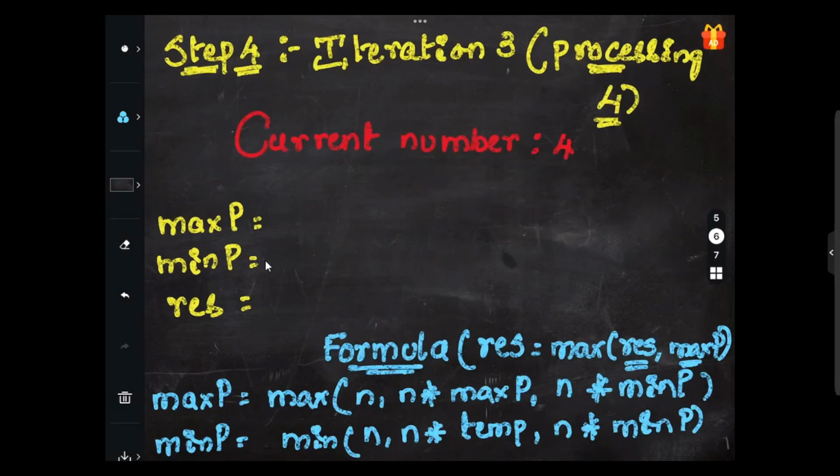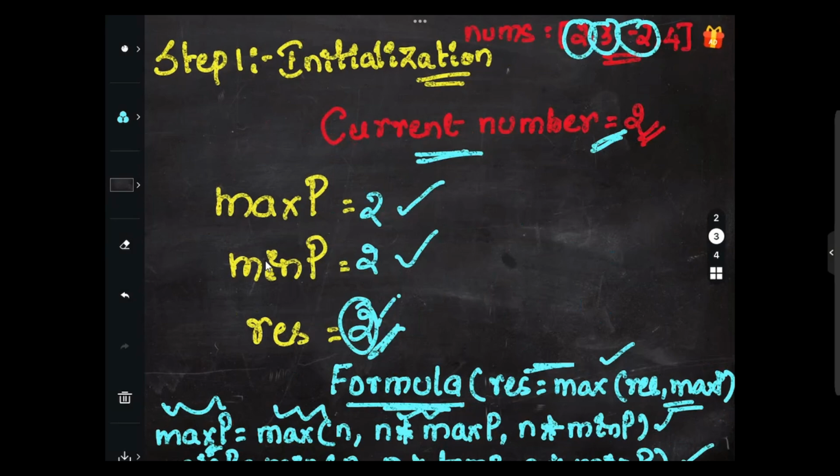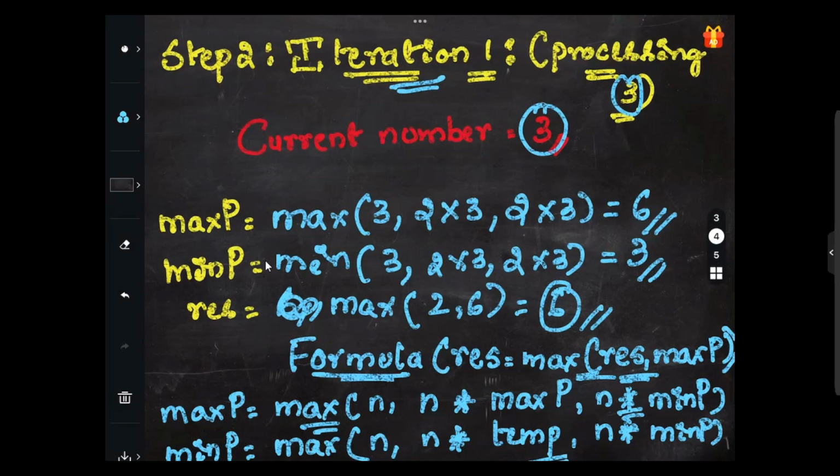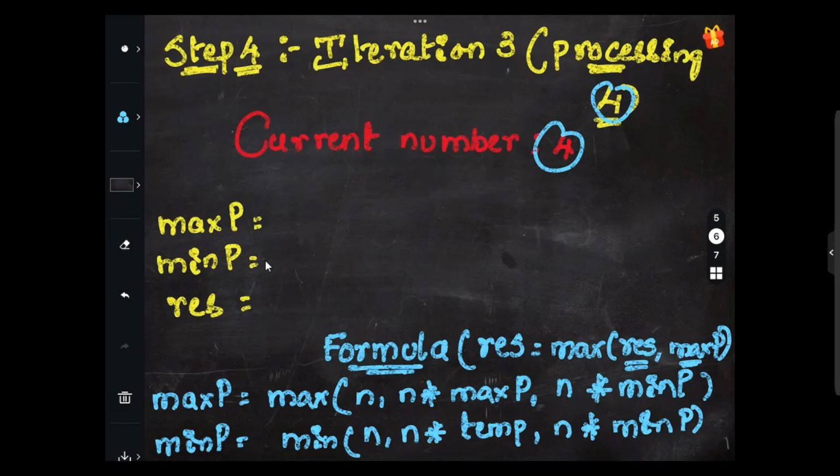Current number we are considering here is 4. In this case we are processing 4. So let me come here. -2 we have already considered in the previous step. So we will be going with the 4, the final number, right? So it will be the final iteration here. So let's come to the step 4 here. Max p, same formula we will be going with. So current number we have considered 4, it will be max of 4 comma -2 into 4 here, because -2 is the previous result, into 4, n into max p, right?